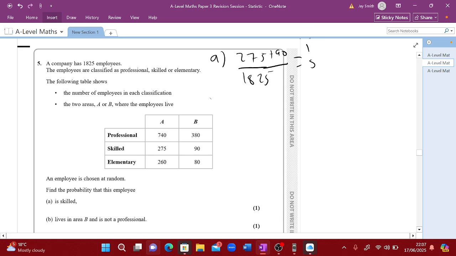Part B then says lives in area B and is not a professional. So this "and" is key. Remember the "and"/"or" rule? If we have two "or" events, we add the probabilities. If we have two "and" events, we times them. So because we want the probability they live in area B and the probability they're not professional, we need to times them together. So the probability that they live in area B is going to be these three numbers added together, right?